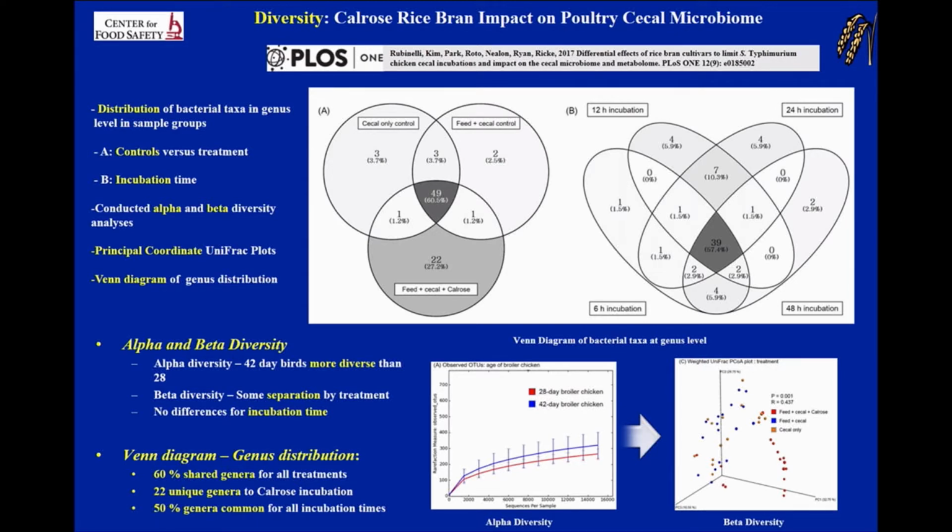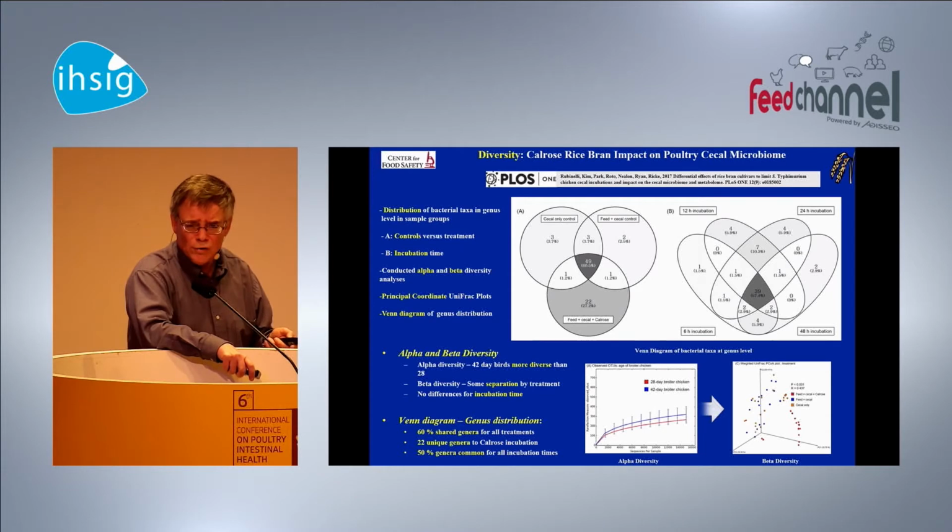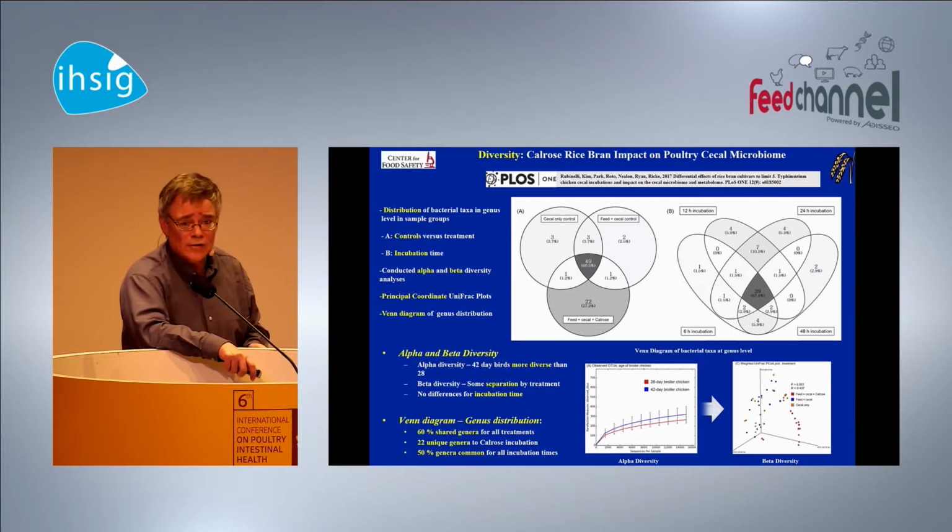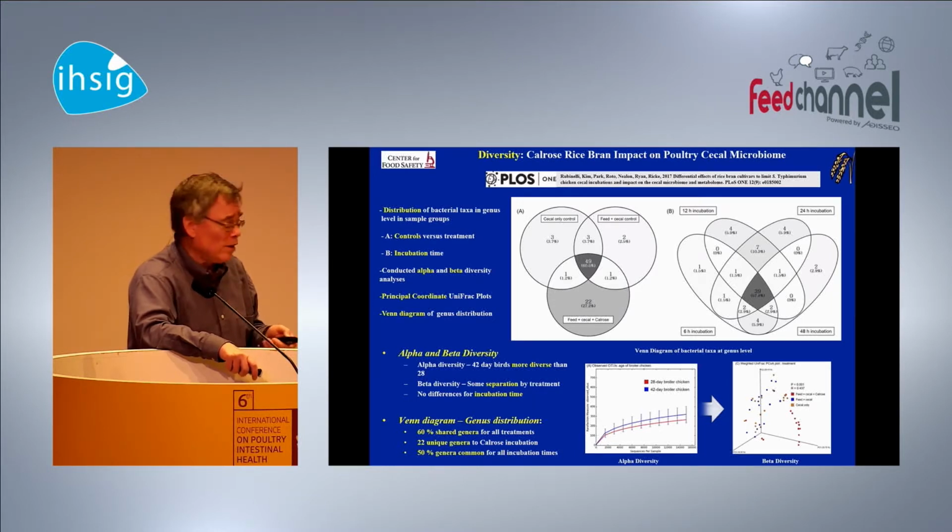Beta diversity, we saw some separation by treatment, but no difference in incubation time, which was a good thing to know, because one of the things you worry about with in vitro incubations is whether the incubation conditions are going to cause you to lose organisms over time if things aren't as anaerobic as you'd like them to be. This indicated that our incubation time was not going to be a problem in terms of being able to accurately reflect what we're seeing in terms of microbiota.